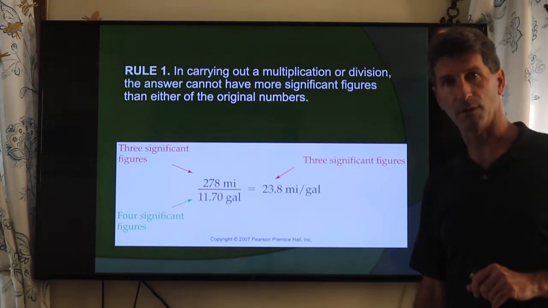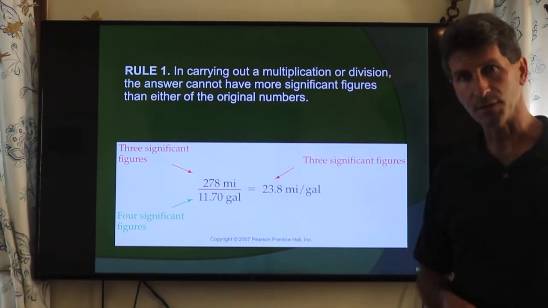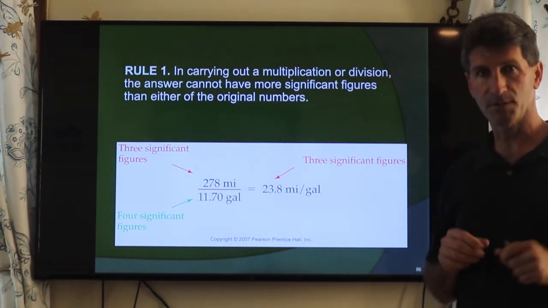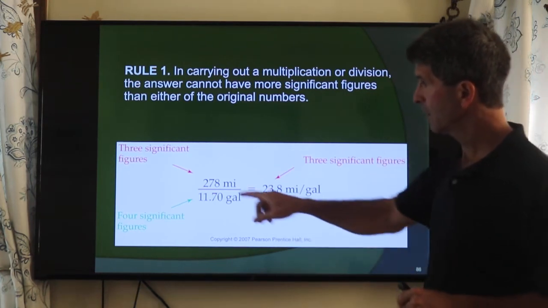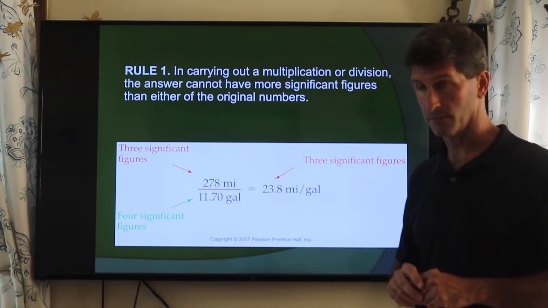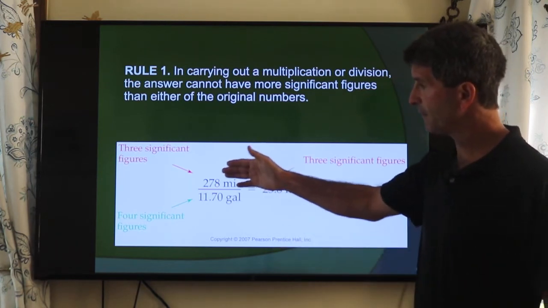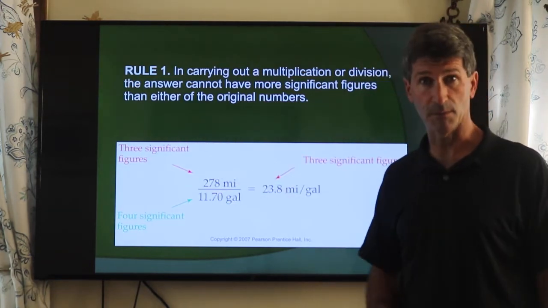Let's do an operation right here. We're going to do simple division. My answer must have the same number of significant figures as my worst figure. 3 significant figures up here, 4 significant figures down there. Okay? So when I divide this by this, 3 significant figures is the limiting factor.